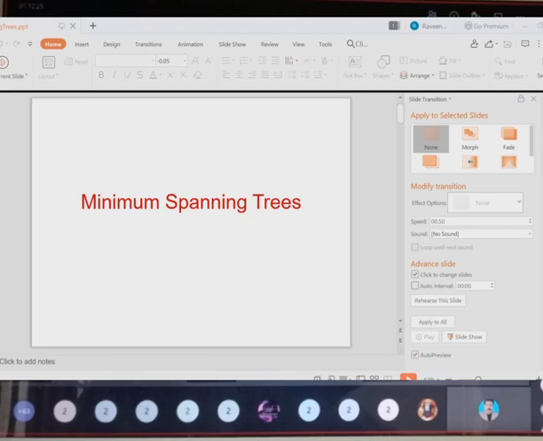What is a graph first of all? A graph is a collection of vertices which are connected by edges. So from a graph, we can obtain a spanning tree. A spanning tree is generally called a subset of a graph.